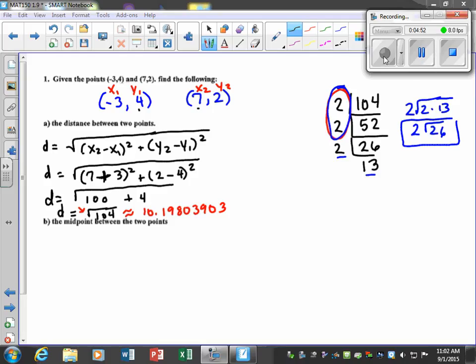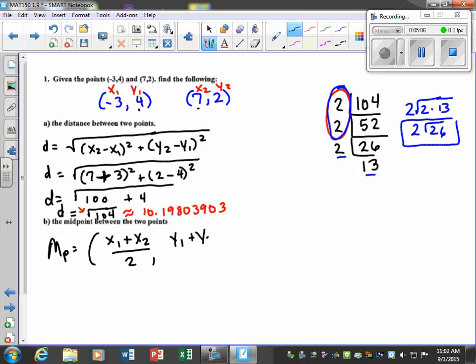Midpoint, let's write our formula for our midpoint. I'll say MP. It's the ordered pair at x1 plus x2 divided by 2, y1 plus y2 divided by 2. So basically, add the x values. I'll go ahead and write out every step.